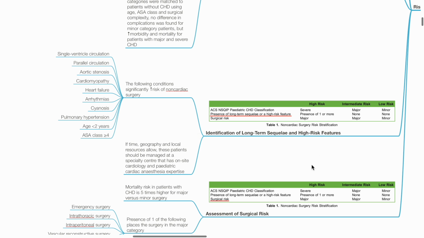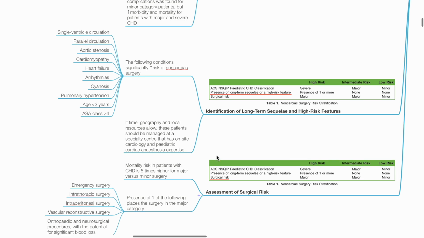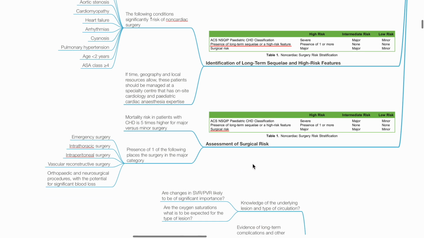If time, geography, and local resources allow, patients with high-risk features should be managed at a specialty center that has on-site cardiology and pediatric cardiac anesthesia expertise. Lastly is assessment of surgical risk. Presence of one of the following places surgery in the major category: emergency surgery, intrathoracic surgery, intraperitoneal surgery, vascular reconstructive surgery, orthopedic and neurological procedures with potential for significant blood loss. Major surgical procedures are intermediate to high risk.